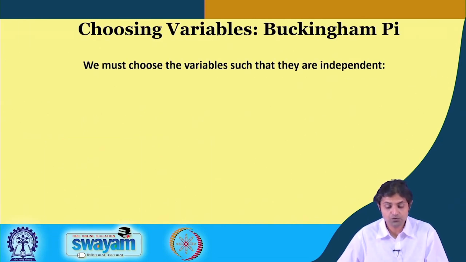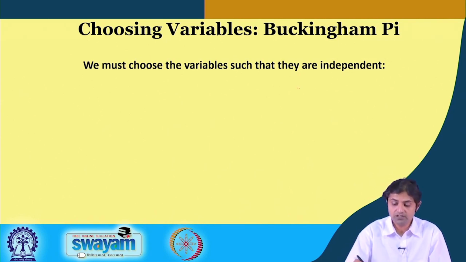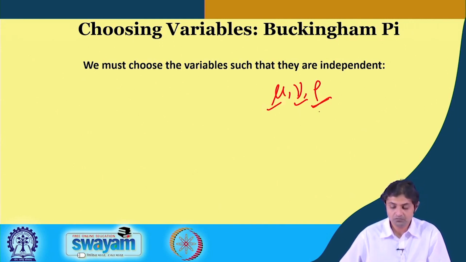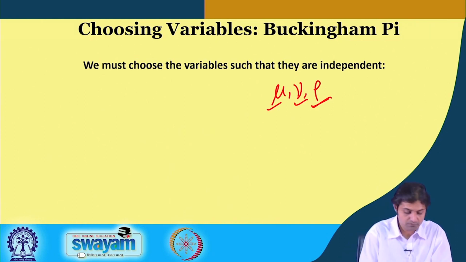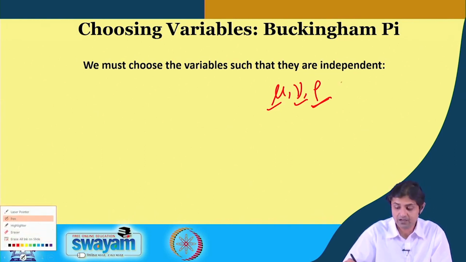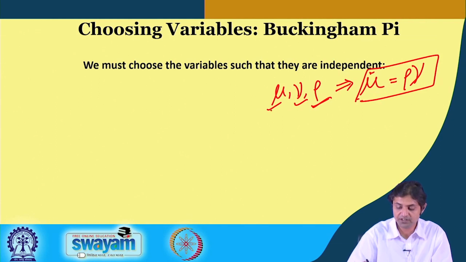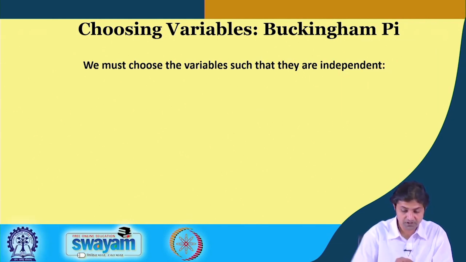As I said, we must choose the variables such that they are independent. There is no point in choosing all three, mu, nu and rho. We should not be choosing all three of them. We can either choose nu or rho, or mu and rho, or even in some cases mu and nu, but preferably not mu and nu and rho. Why am I saying this? Because these are not independent: mu is equal to rho into nu. This is the formula, right? Because of this relationship, all three of them are not independent.